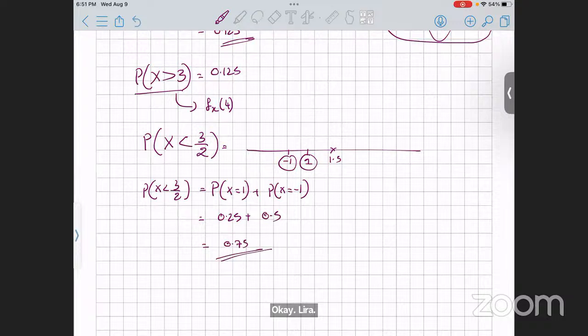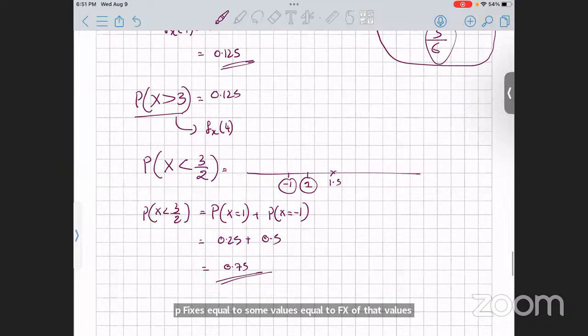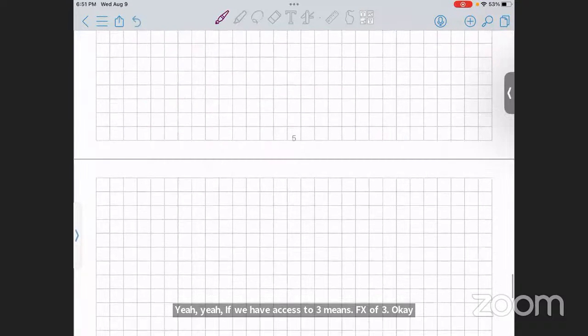Sir, so P of x equal to some value is equal to fx of that value, sir. Yeah, if P of x equal to 3 means fx of 3. Okay, sir. Then moving to the next question.